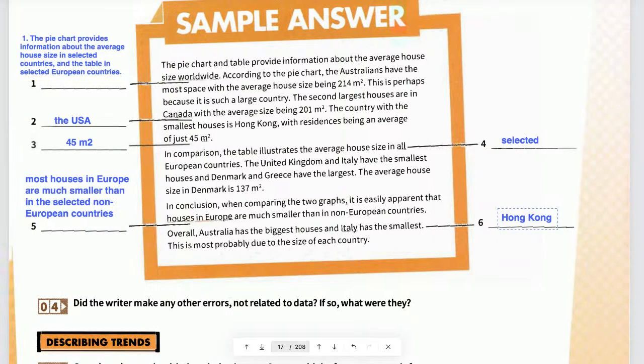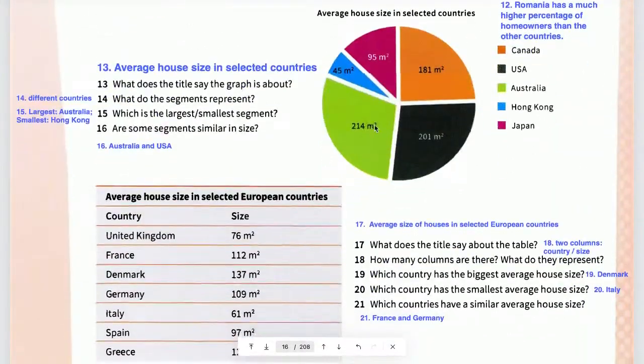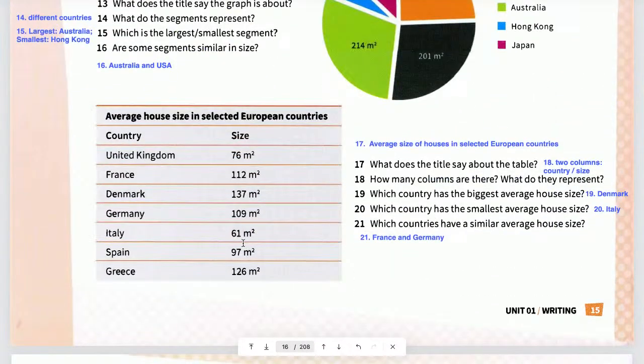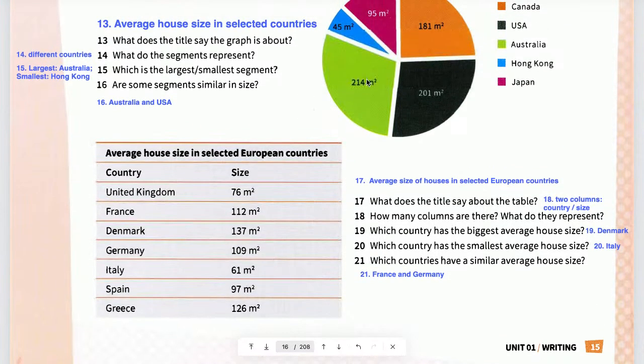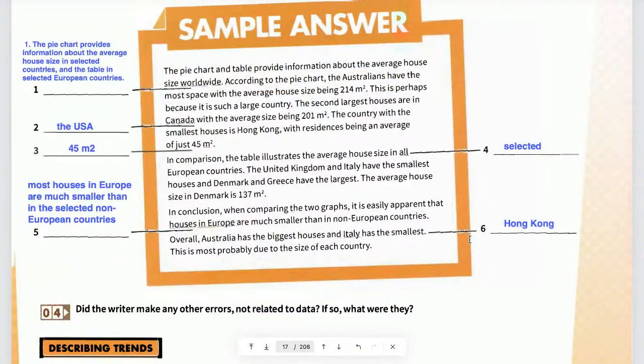Yeah, you can check above. Australia has the biggest houses with 214 square meter, while Hong Kong only has 45 square meter. Okay? So the answer here is Hong Kong, not Italy. Because Italy has 61. The house size in Italy is 61 square meter. And the smallest one is Hong Kong. Yeah? Number 6, Hong Kong.